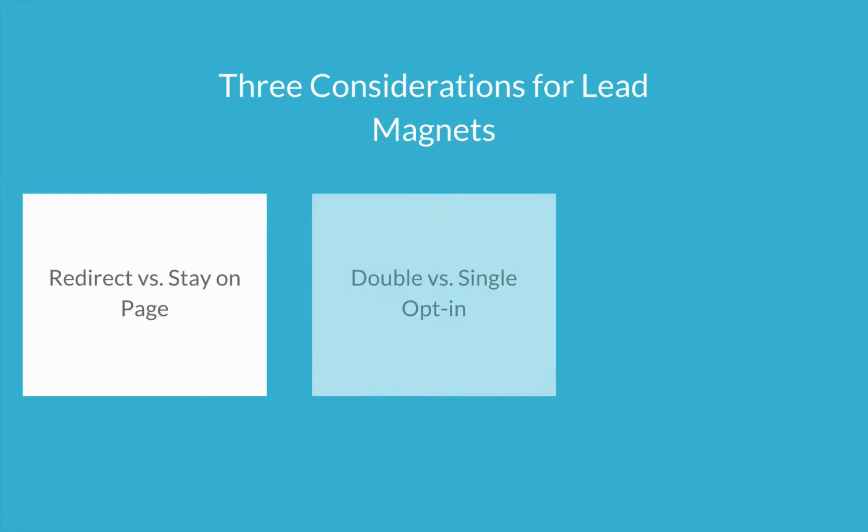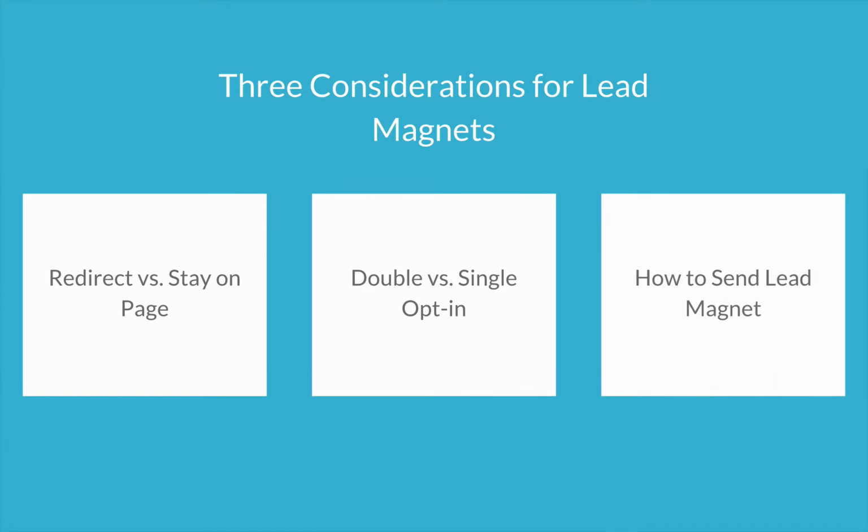The second consideration is double opt-in versus single opt-in. This refers to whether you require someone to confirm their email address after they've opted in, or simply add them to the list as soon as they submit their email. The benefit to double opt-in is that you weed out fake email addresses. However, you'll also lose some subscribers who simply won't click the confirmation link to be added to the list. I prefer single opt-in and then keeping an eye on bounces and unsubscribes to make sure I'm keeping a healthy list.